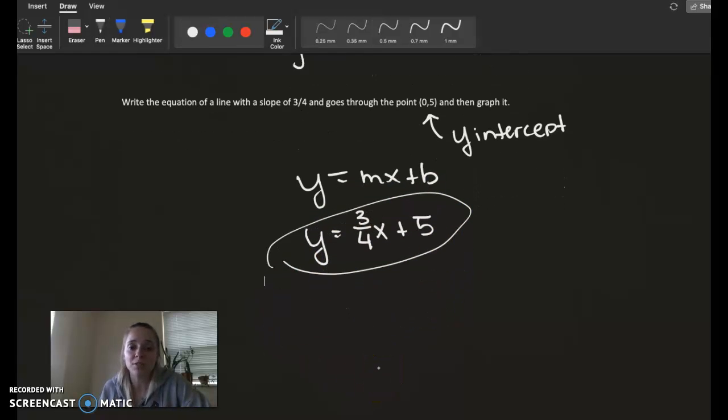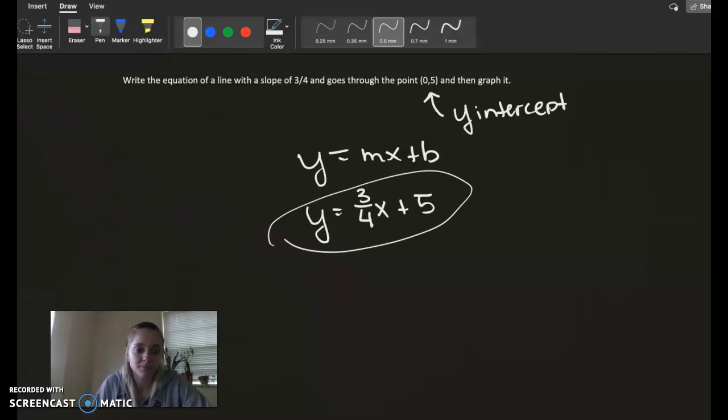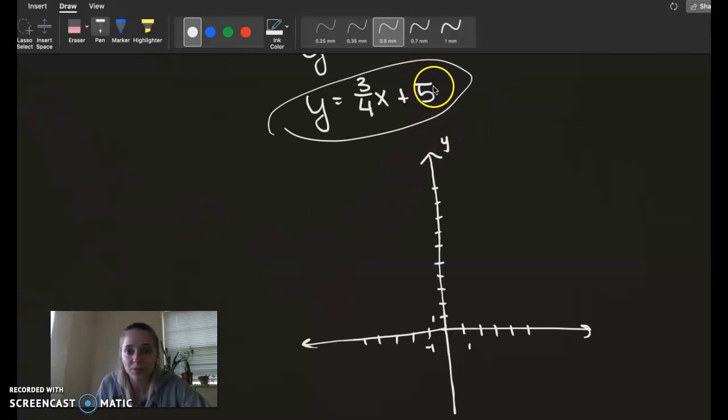So now all I have to do is graph this thing. Since the y-intercept is 5, that means that we know a point on this line. So we go ahead and plot the y-intercept, so 1, 2, 3, 4, 5. And then we use the slope to go ahead and plot another point. The slope is 3/4, so that means I go up 3 and to the right 4, so positive direction for both. So 1, 2, 3, and 1, 2, 3, 4. And specifically, it's the positive direction for both because my slope is positive.